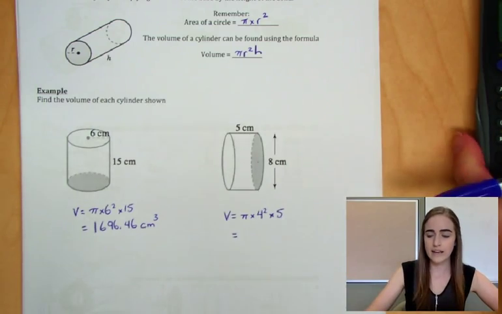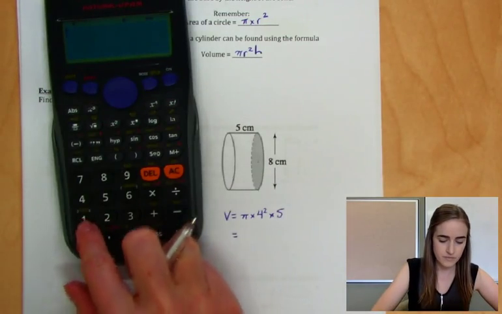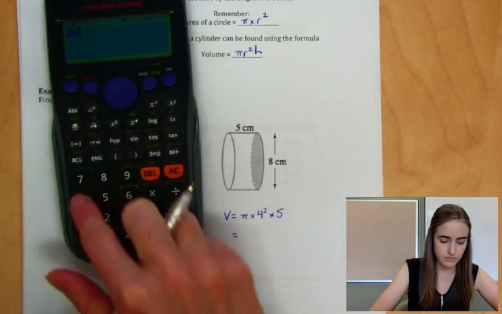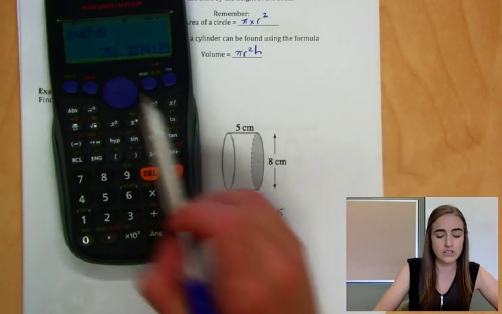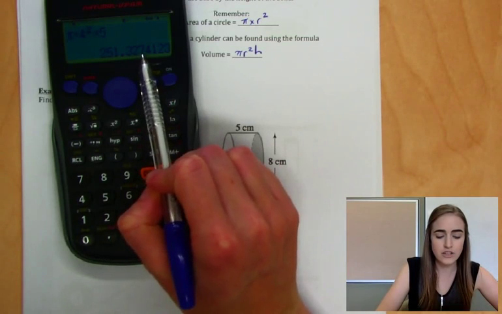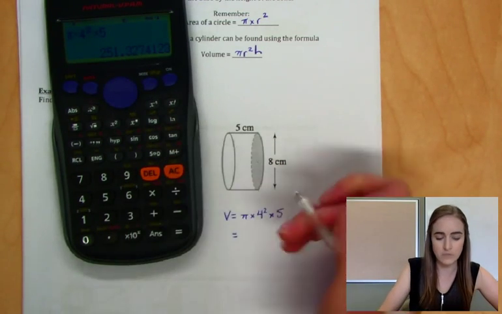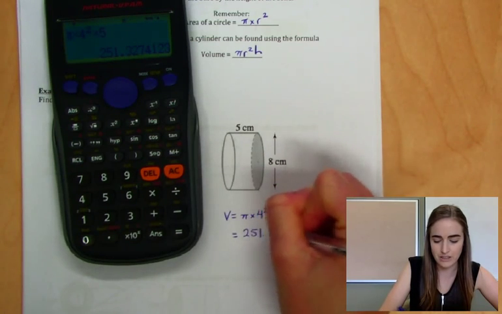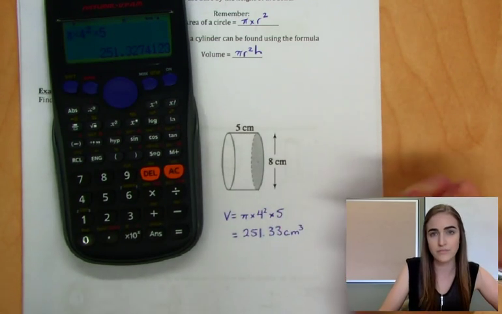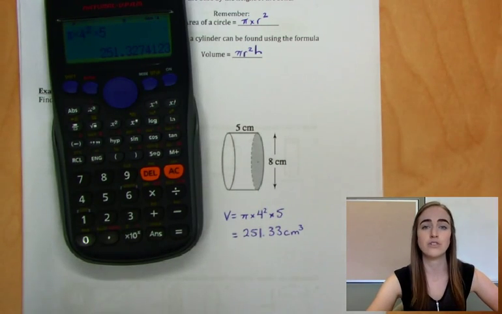If we put all of that in our calculator, so pi times 4 squared times 5, will give us this. If again we round to 2 decimal places, because that third number is a 7, that means that that one's going to round up to a 3. So we'd have 251.33 centimetres cubed. So that's a few examples of finding the volume of cylinders.